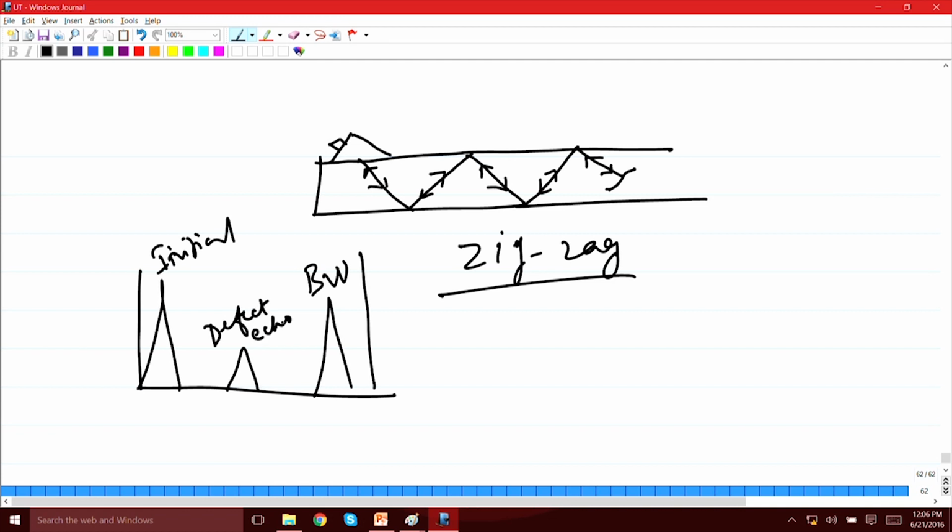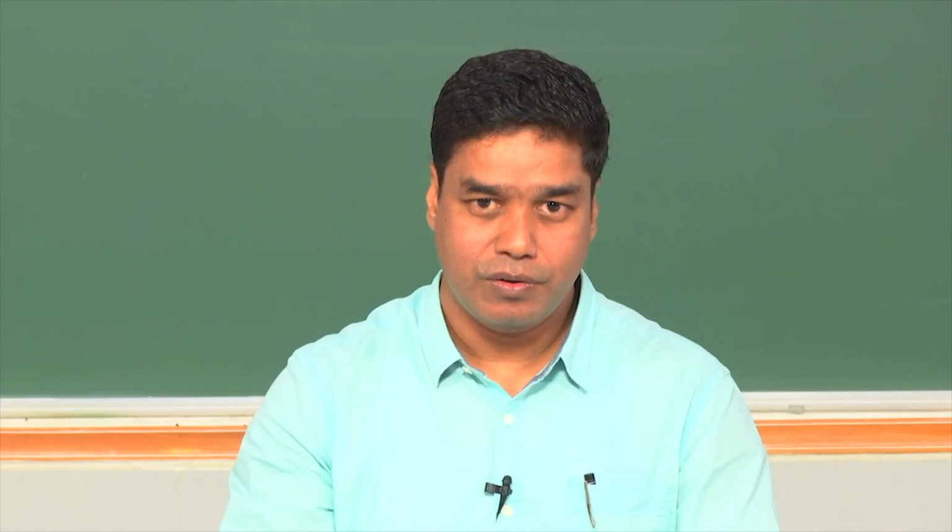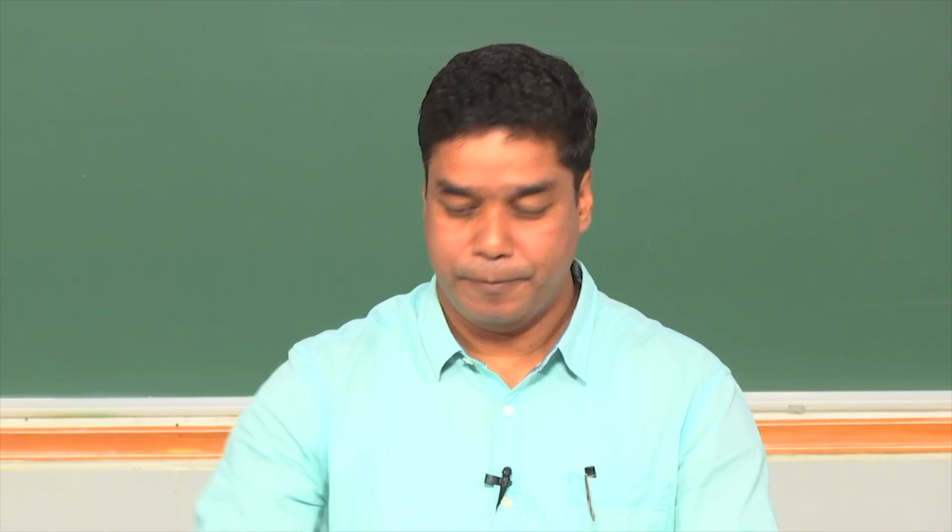But in this case, we do not have the back wall, because the back wall signal is not going to come, since it is going to go in a zigzag manner like this. Okay. So, that means for weld inspection where you do it by angle probe, you need to find some other reference which can be used like the back wall signal. Okay. So, let us see in this case what is that reference that we can use to characterize defects and find out the defect echo on the display.